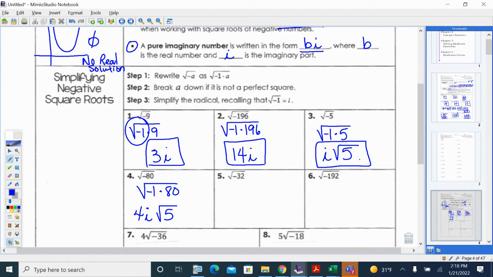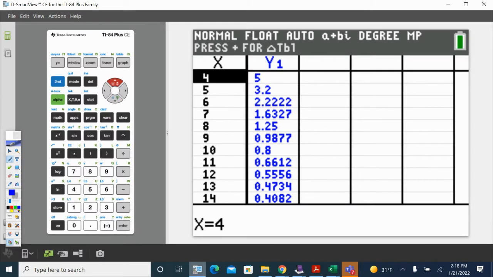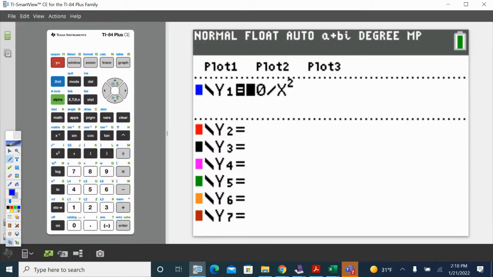But again, radicals are kind of weird here. We want that to go to the right of the i. Same thing on number 5 and number 6. Let me do one more. Number 5, we're going to rewrite this as the square root of negative 1 times 32. Again, just to be quick, I'm going to go back to my y equal and do 32 divided by x squared.